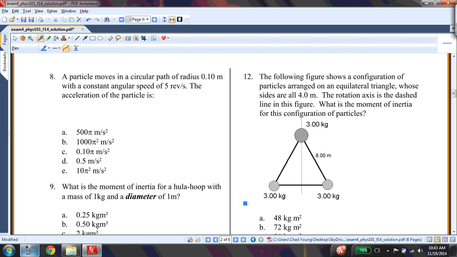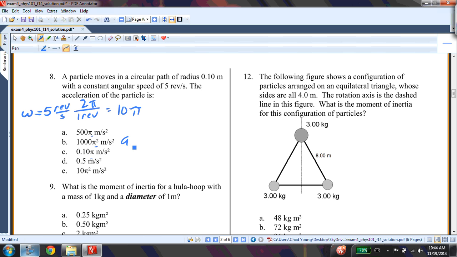A particle moves in a circular path of that radius and that speed. What is the acceleration? First of all, I need to convert this 5 revolutions per second to radians per second. So that is 10 pi. I'm going to leave the pi because my answers are all in terms of pi. You could say it's 31.4 if you like, but I'll just leave it in terms of pi. And then this is omega.